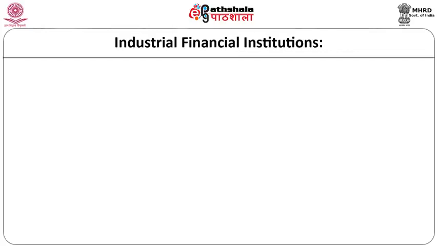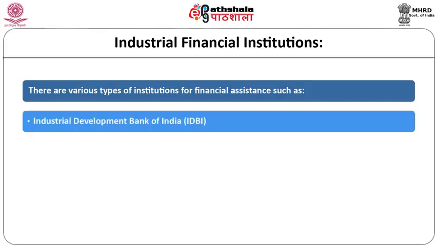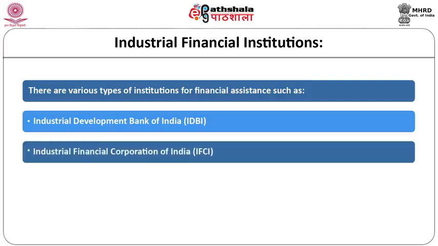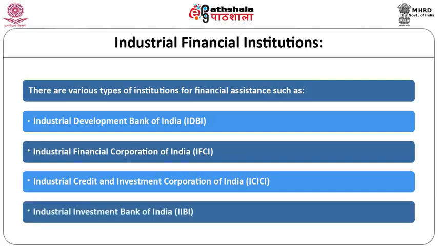Industrial financial institutions. There are various types of institutions for financial assistance such as Industrial Development Bank of India, Industrial Finance Corporation of India, Industrial Credit and Investment Corporation of India, Industrial Investment Bank of India. IDBI, or the Industrial Development Bank of India, as the apex institution, coordinates the activities of various other institutions. Some other investment institutions like UTI, Unit Trust of India, LIC, Life Insurance Corporation of India, and GIC, General Insurance Corporation of India, and its subsidiaries make investment and financial assistance.